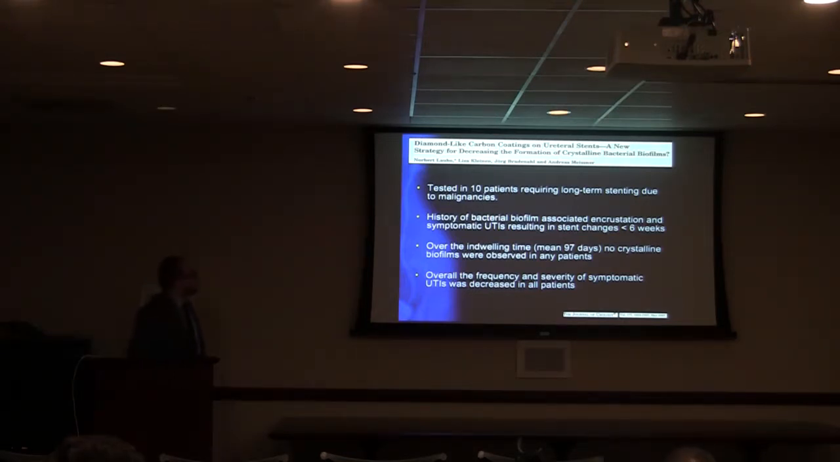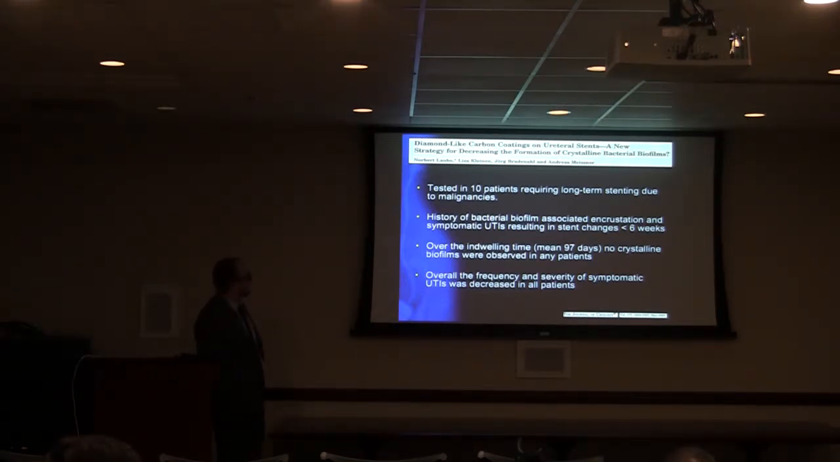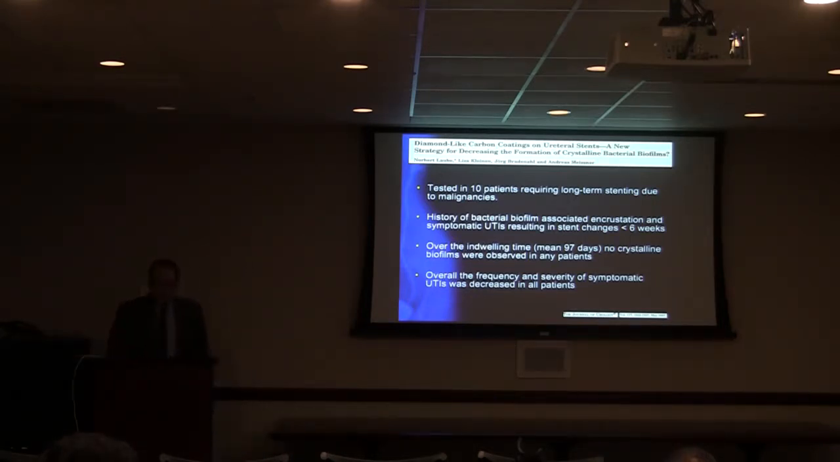Diamond-like carbon coatings was something else that was attempted. This was tested in 10 patients requiring long-term stenting because of malignancies. These patients also had a history of bacterial biofilms, associated encrustation, and symptomatic urinary tract infections, resulting in stent changes within 6 weeks. So every 6 weeks, they would have had a stent change.